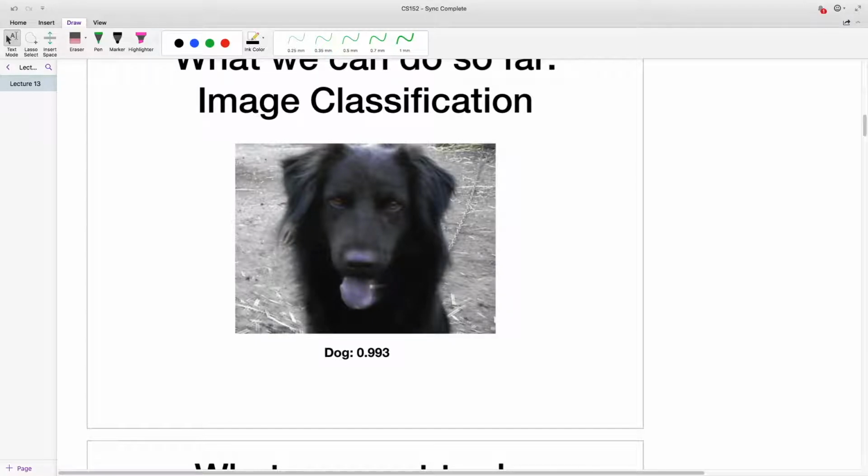Yeah, we basically get information about all the other things that it's pretty sure it's not. So you get probabilities not just for what it thinks it is, but also for everything that it's less convinced it is.